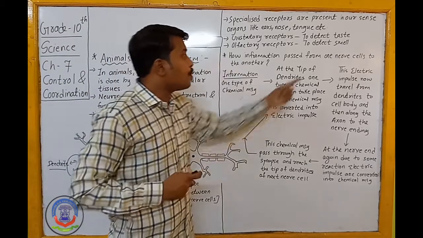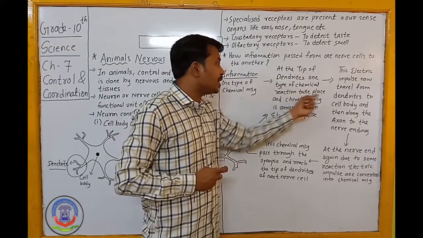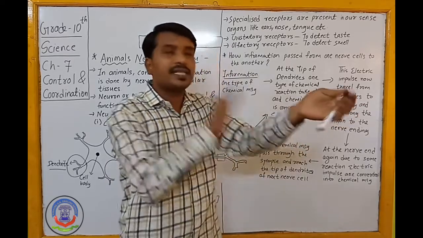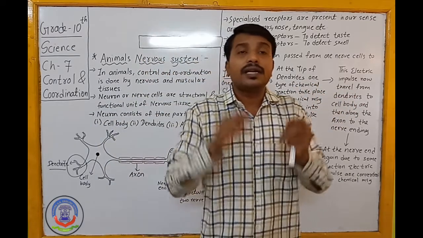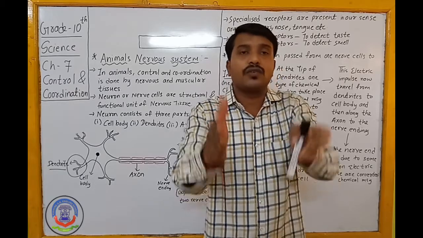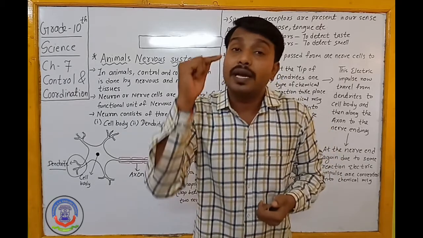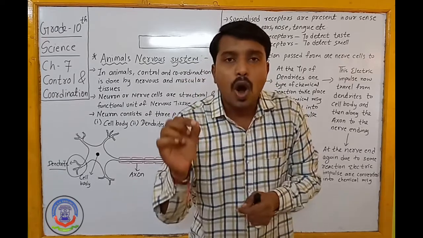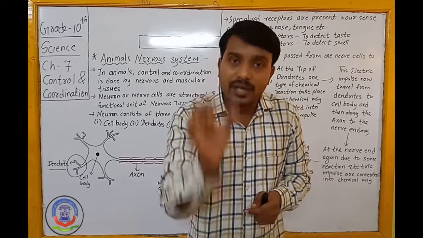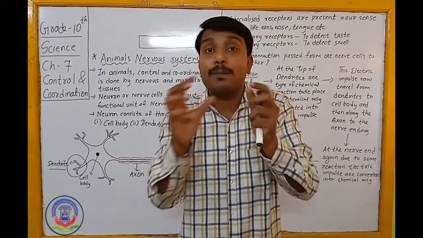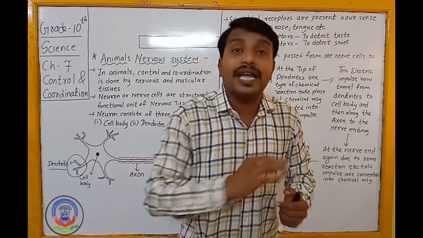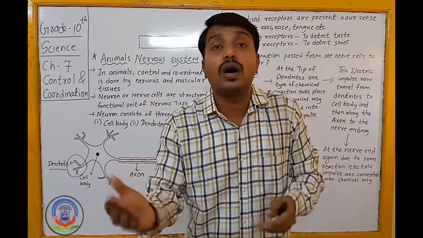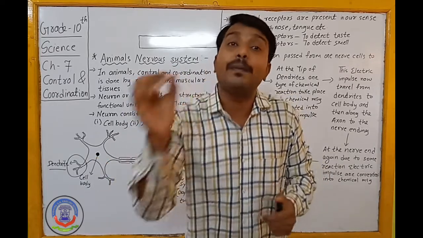See, at the tip of the dendrites, one type of chemical reaction takes place, and the chemical message is converted into an electric impulse. Whatever the message is, that message first of all travels in the form of a chemical message. Now that chemical message is received by the tip of the nerve cells known as dendrites. Now at the tip of dendrites some chemical reaction takes place, and due to that chemical reaction, whatever the chemical message is there, it is being converted into an electric signal, electric impulse.